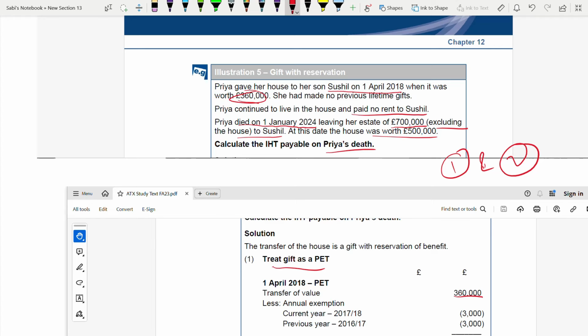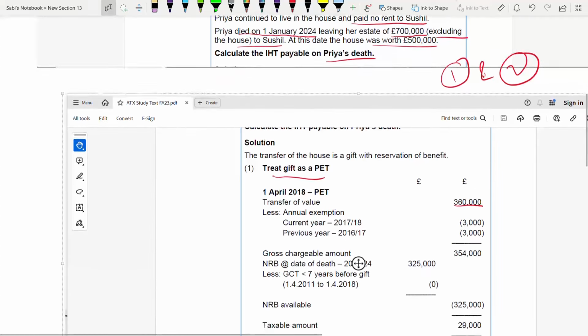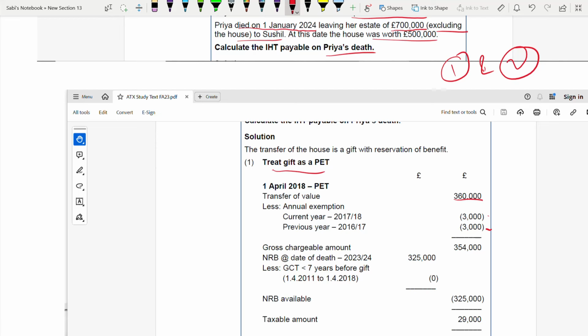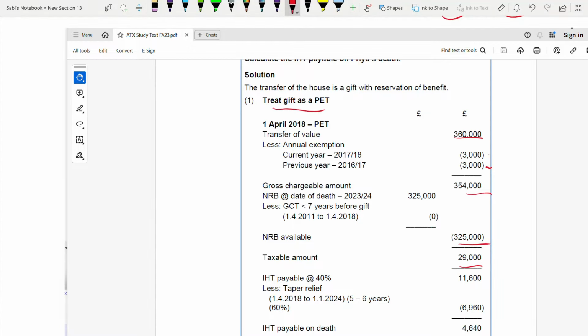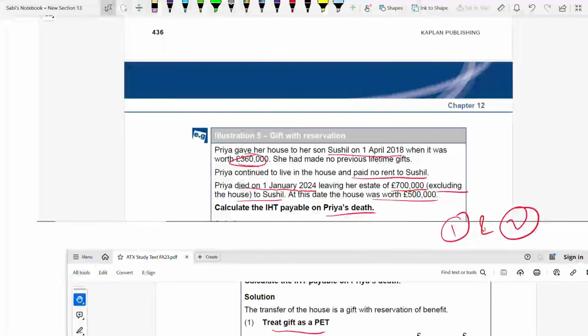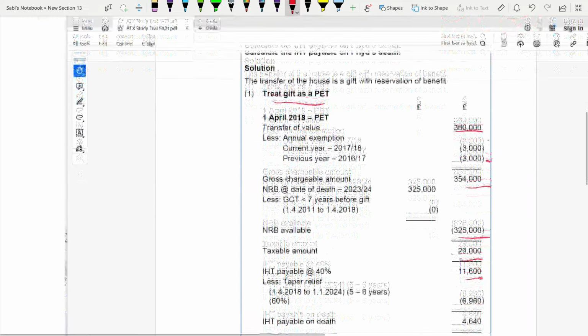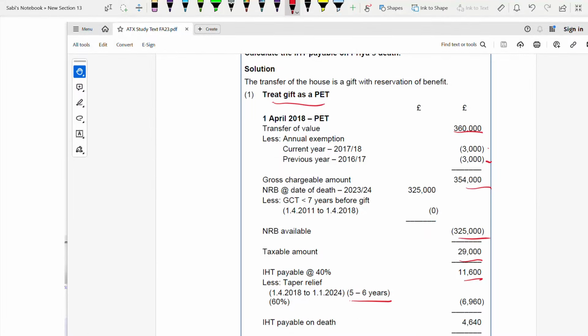So we start with 360 minus the annual exemptions of the current and the previous year, 3,000, 3,000, and we get this. Nil rate band is 325 since no lifetime gift, and we get the taxable amount taxed at 40%, and we'll see the taper relief because he survived more than 3 years but died within 7 years. So from 1st of April 2018 to 1st Jan 2024, it's within 5 to 6 years. So the taper relief is 60%. So 60% of this amount is this, and this will be your IHT payable on death.